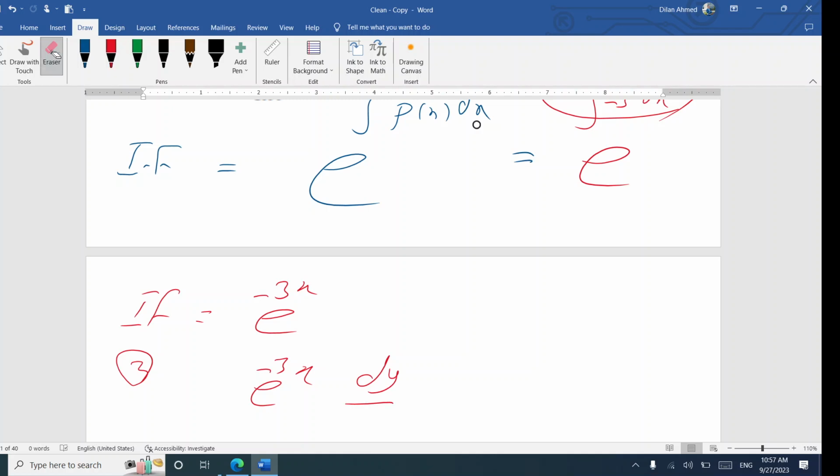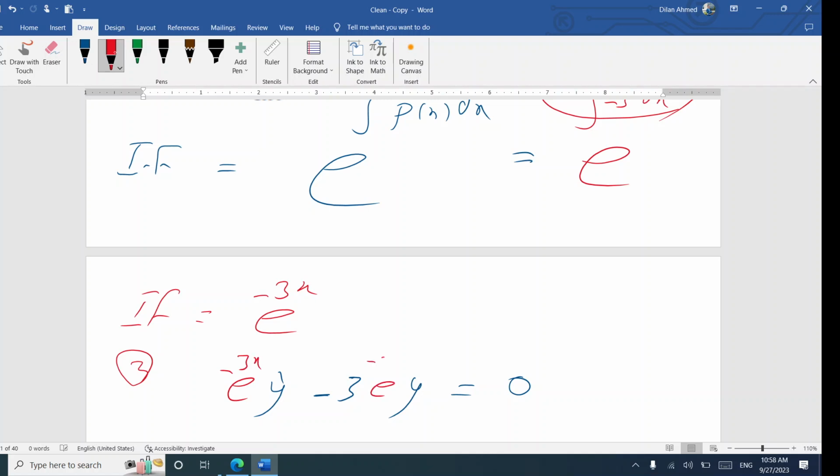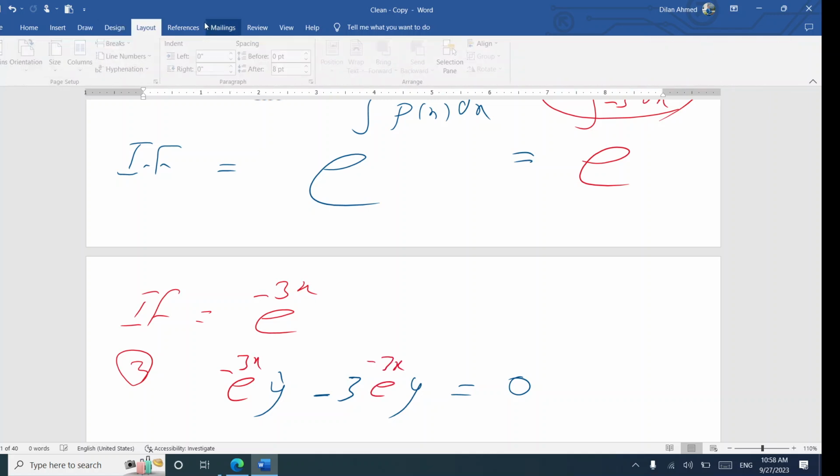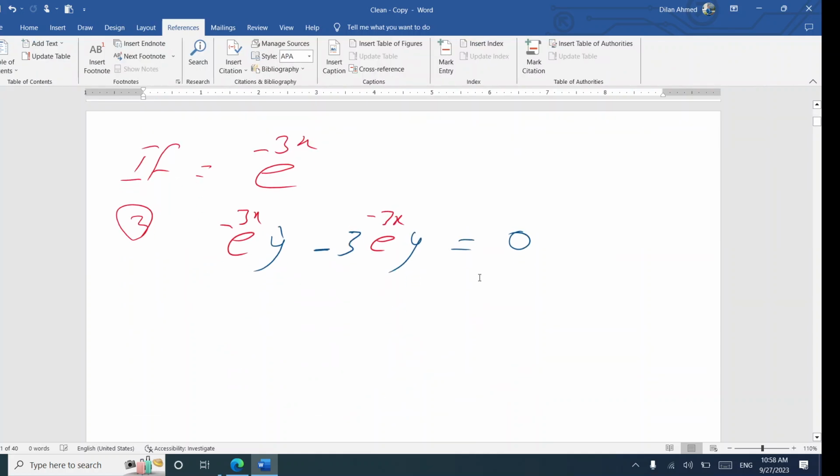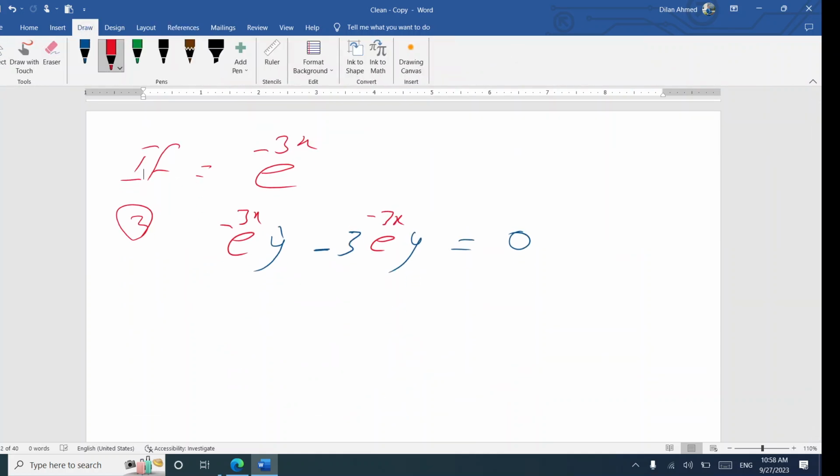Let me write y prime, briefly, instead of dy over dx. So y prime minus 3y equals 0. Do you remember? My equation was like that. Good. So now I'm going to multiply both sides by the integrating factor. Of course you know 0 multiplied by the integrating factor is 0 again. Clear, dears? Good.